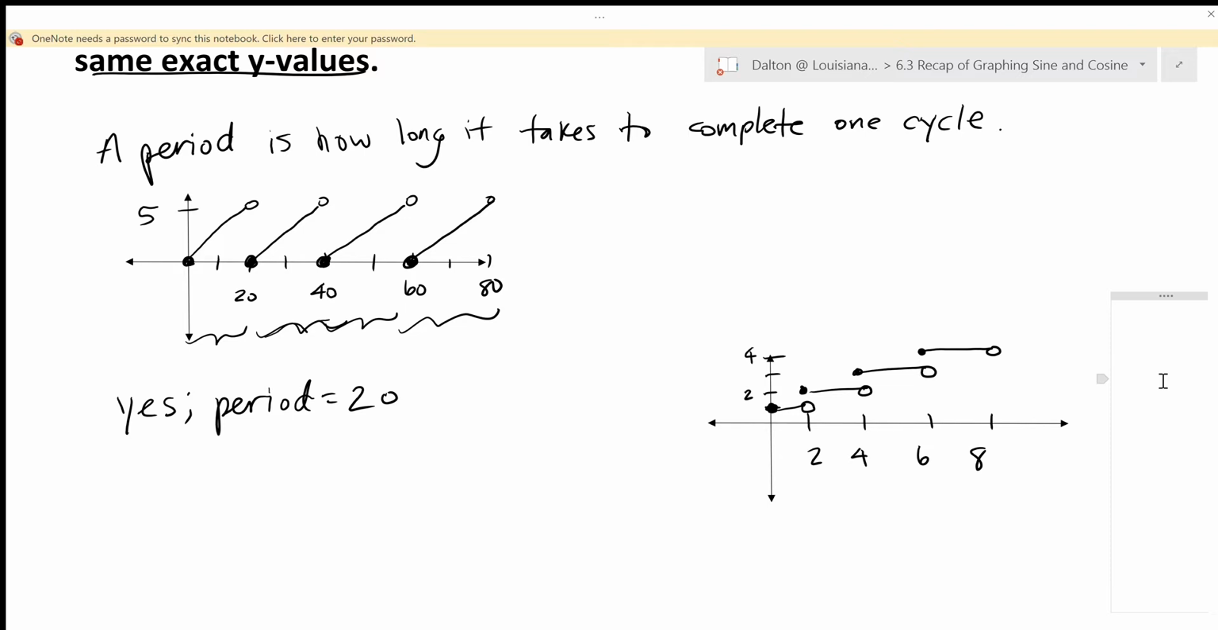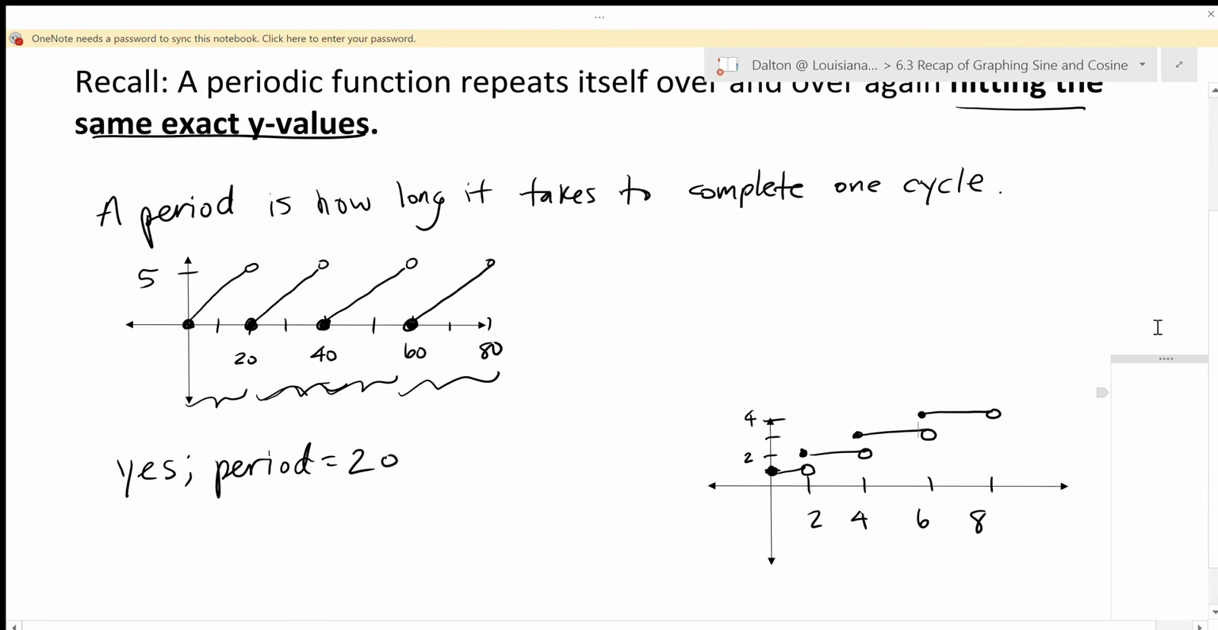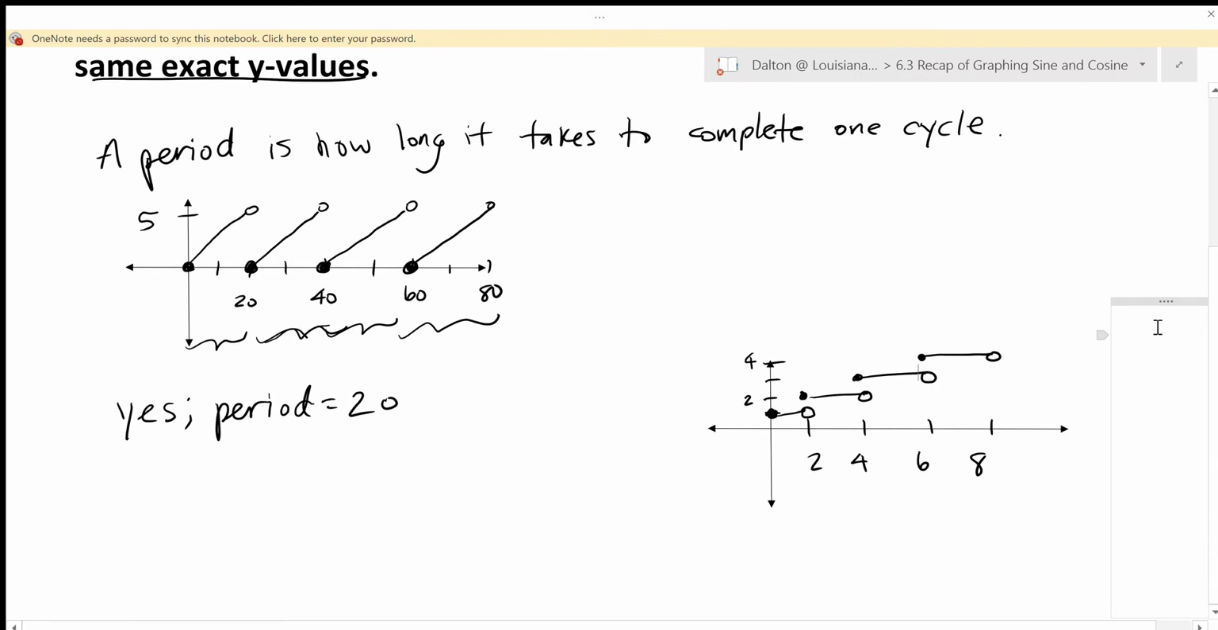So the question is, is this periodic? And if so, what is the period? At first glance, it may look periodic because it looks like it's doing the same thing over and over again. But again, I want to go back to the definition of periodic. Notice that it has to hit the same exact y values. So this function would look different if I took a snapshot of it at the x values from 100 to 120, right? The y values would be much greater. So this one is not considered periodic. Even though it looks repetitive, there are different y values that are hit depending on which part of the graph you're looking at.